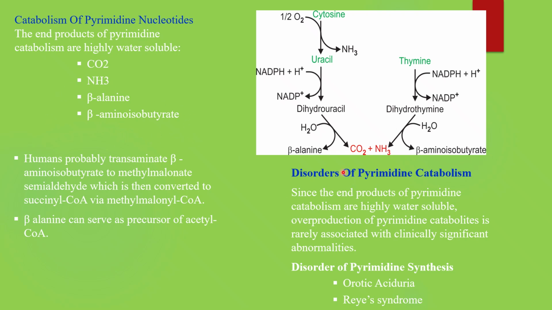Here we can see the pathway of degradation: cytosine to uracil with the loss of ammonia, then uracil converts to dihydrouracil. NADPH is utilized here. Then dihydrouracil is further converted into beta-alanine with the loss of carbon dioxide. Similarly, thymine is converted to dihydrothymine, and here there is a formation of beta-aminoisobutyrate and ammonia. So we can see here the degradation.